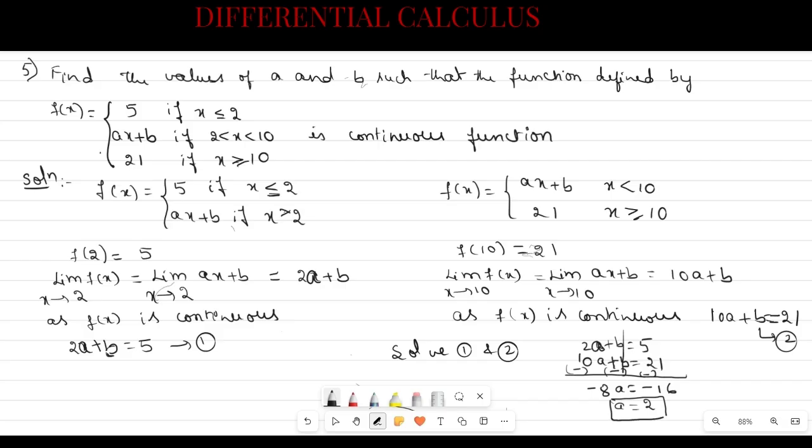Substitute this a in any one of the linear equations. So 2 into 2 plus b is equal to 5. So b is equal to 1. So we got the a and b values.